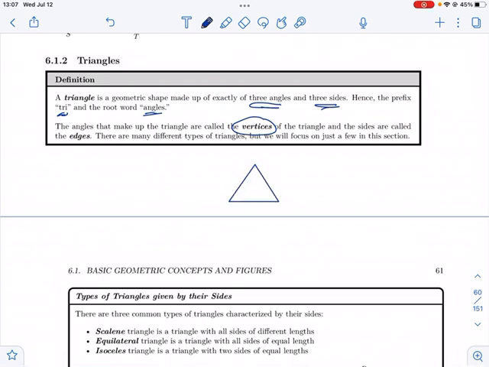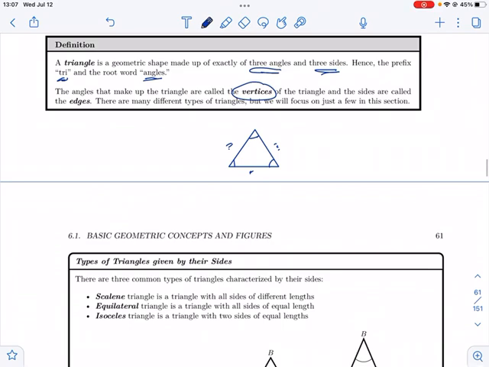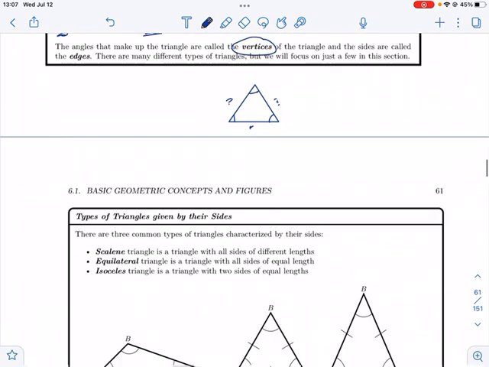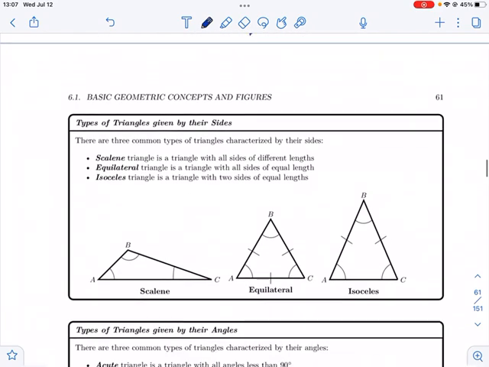It has 3 angles, this, and this. 3 sides, this side, this side, this side. And these are called edges or sides. So we have angles and sides. 3 angles, 3 sides, that's a triangle.